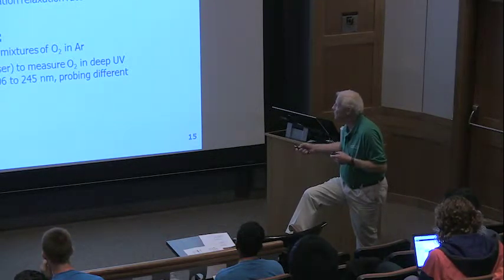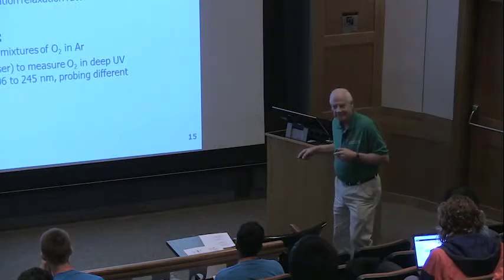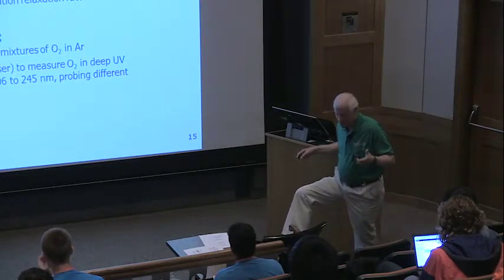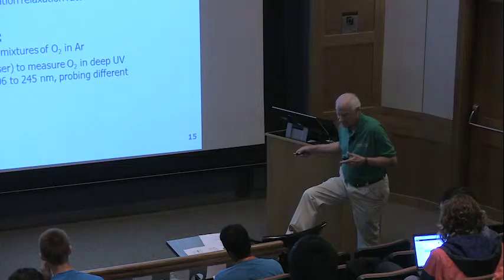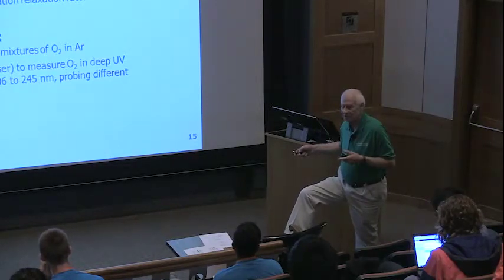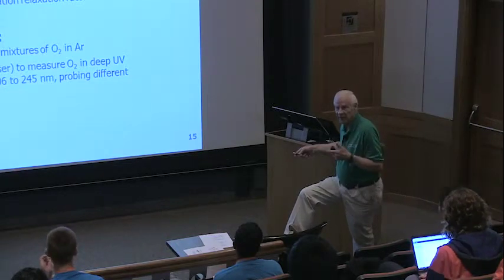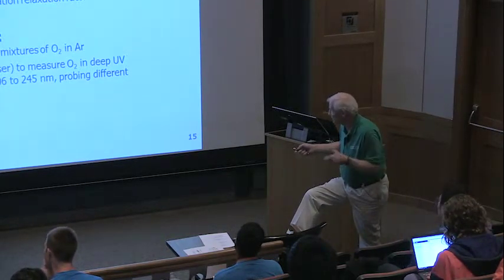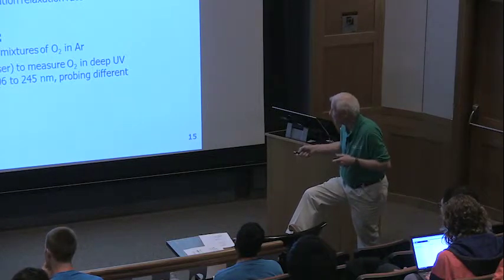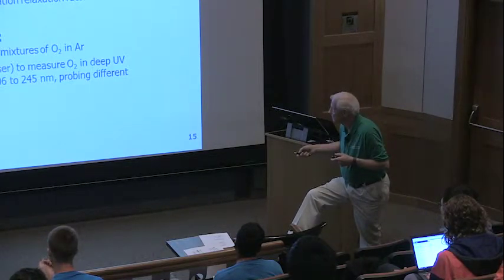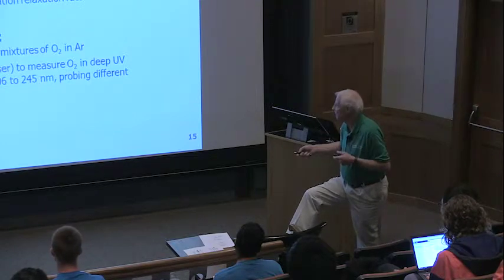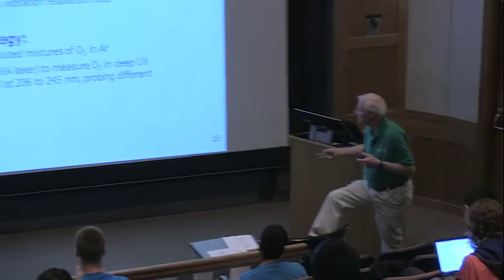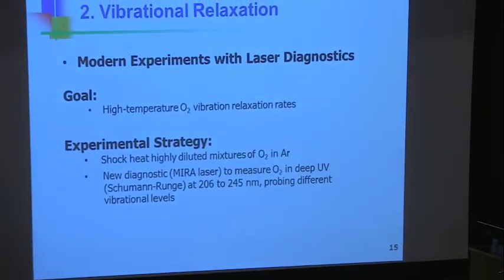I've told you that oxygen is homonuclear. So not only does it have a complication of nuclear spin that we haven't dealt with, it does not absorb infrared, but it does absorb in the ultraviolet for rovibronic transitions. So our strategy is going to be heat O2 and argon initially, and we use a laser, we call it MIRA. It's a titanium sapphire laser. It allows us to produce light at any wavelength between 206 and 245 nanometers.